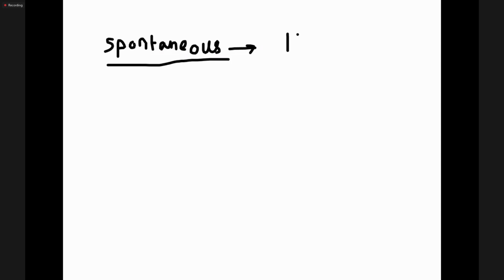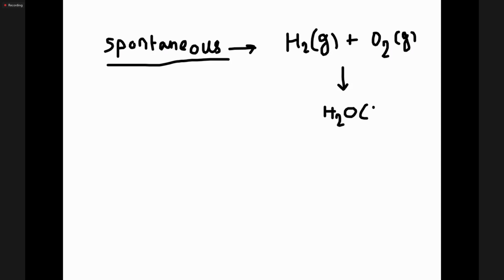So let's say we are taking the combination reaction of dihydrogen and dioxygen to produce water. We have to balance this equation, so we'll put a half over here. This is a balanced reaction between molecular dihydrogen and dioxygen to form water in liquid state.